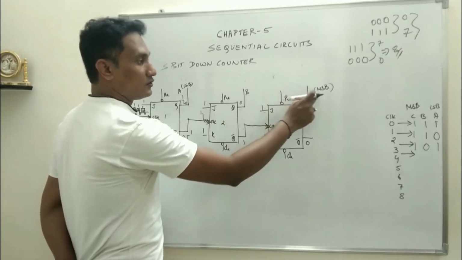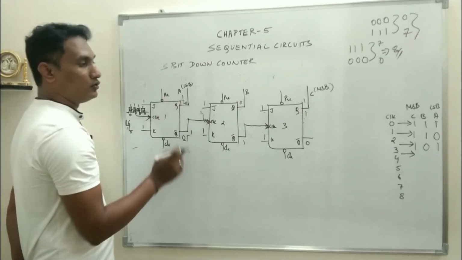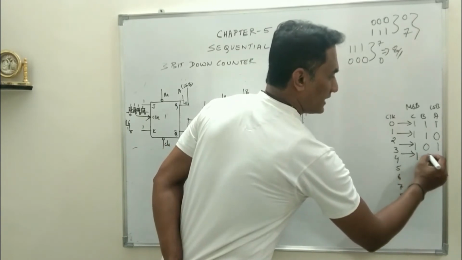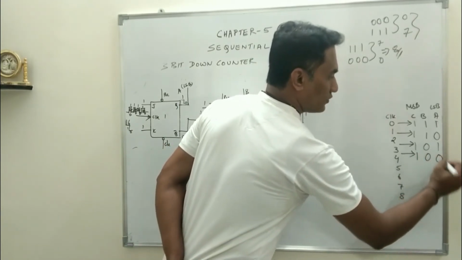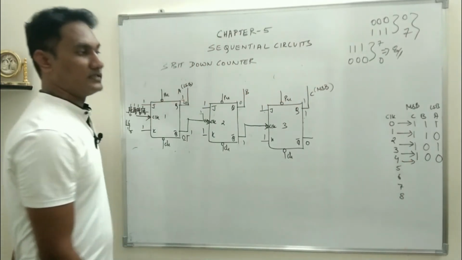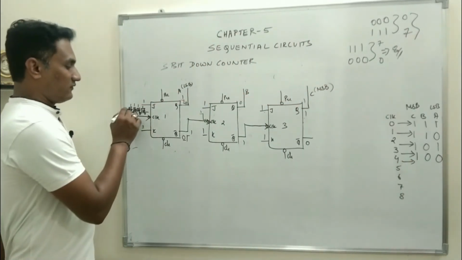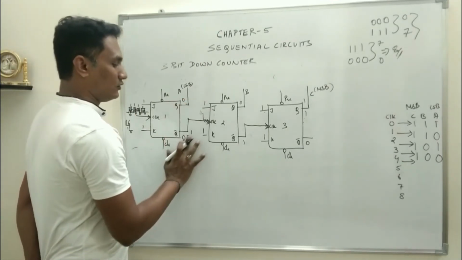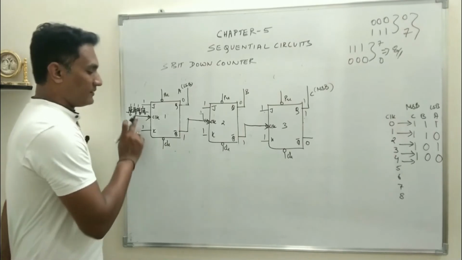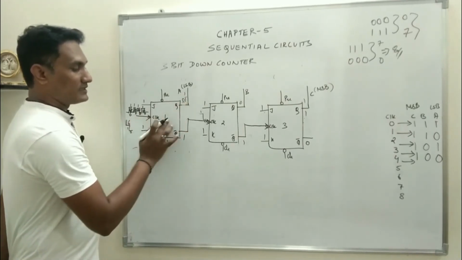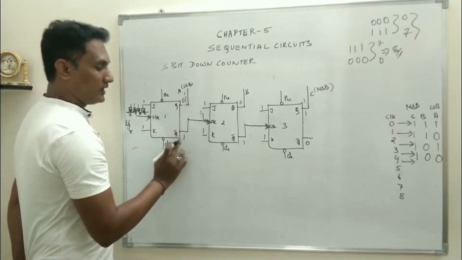That means B will be 0, C will be 1, but A will go from 1 to 0. So at the end of the third clock pulse, C will remain as it is, B will be 0, A goes from 1 to 0. So the state is 1, 0, 0. So when the next, fourth clock pulse is applied, what will happen now? Now A is 0, so Q bar will be 1. So when the fourth clock pulse is applied, A will go from 0 to 1, Q bar will go from 1 to 0.